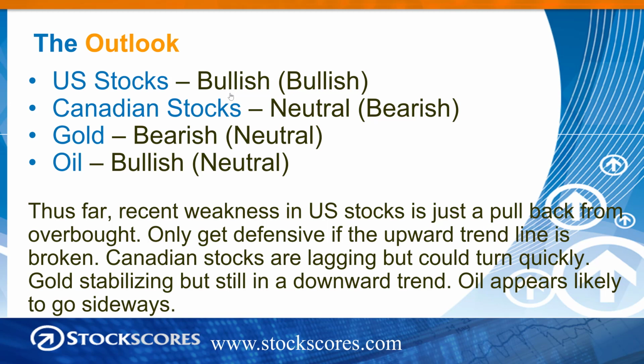Thus far, recent weakness in US stocks is really just a pullback from being overbought. We should only get defensive if the upward trend line is broken. Canadian stocks are lagging, but that could turn very quickly. Gold is stabilizing, but still in a downward trend, and oil appears likely to go sideways.